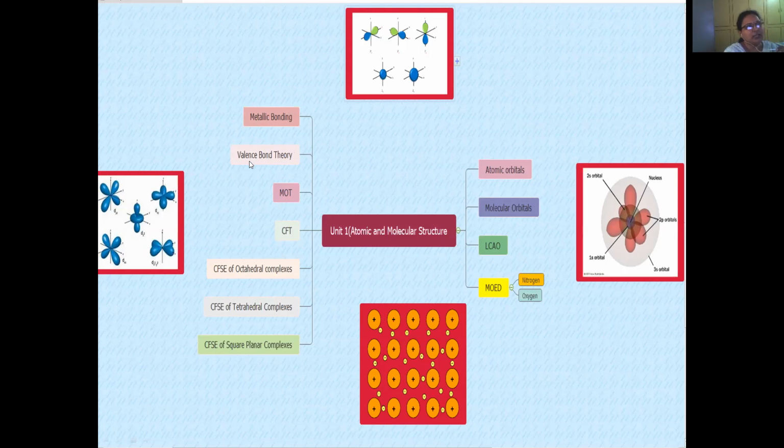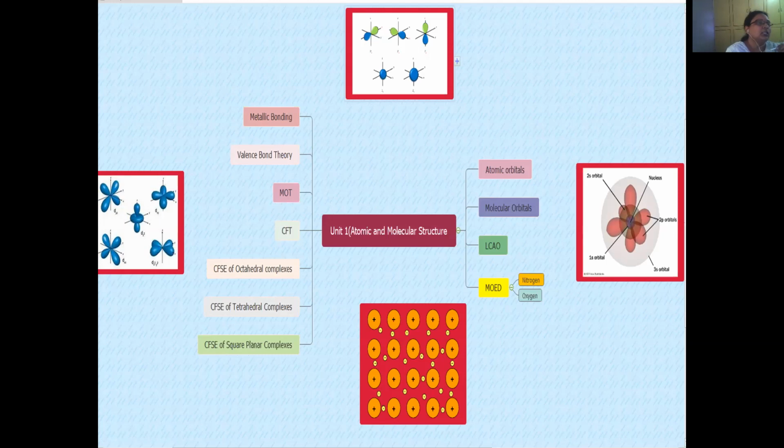And then we went for valence bond theory. In valence bond theory, we saw the hybridizations sp, sp2, sp3, sp3d, sp3d2. Then in molecular orbital theory, we saw again bonding and anti-bonding molecular orbitals, the formation of sigma bond and pi bond, and how we can determine the magnetism and shape of molecules.